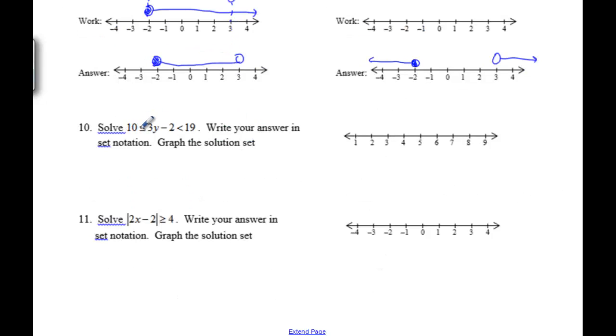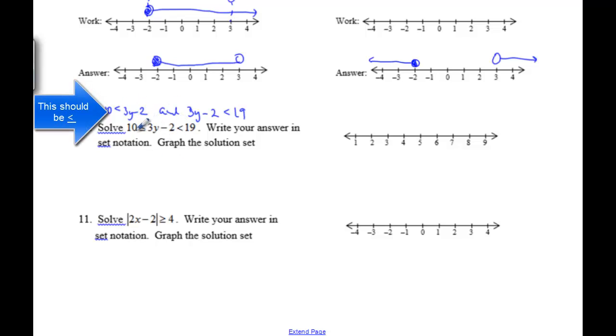Number 10. 10 is less than or equal to 3y minus 2, and it's also less than 19. So we can do two things. We can say that this is one equation. 10 has to be less than or equal to 3y minus 2, and 3y minus 2 has to be less than 19. So I set up 2 equations. Or you could just leave it like this, and then we can use the plus 2 both ways from there.